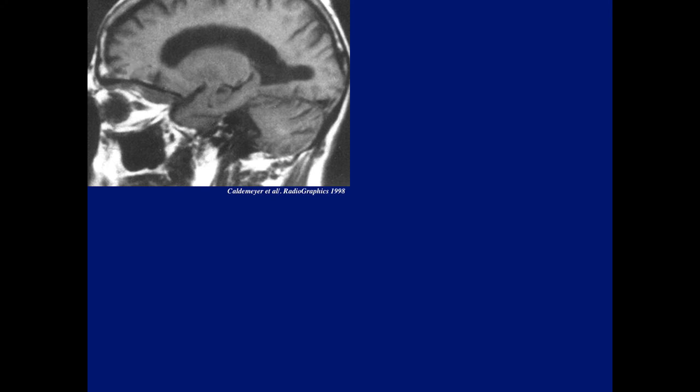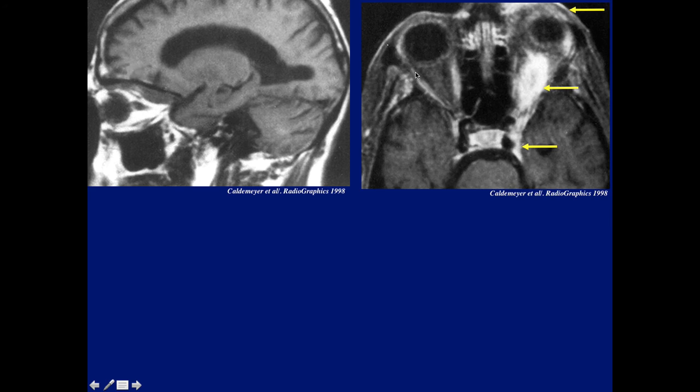What's the abnormality in this case? Correct. As Asif says, look at this thick enlargement of the frontal nerve. But look what you see here. You see enhancement, and you see all this enhancement all the way to the cavernous sinus.